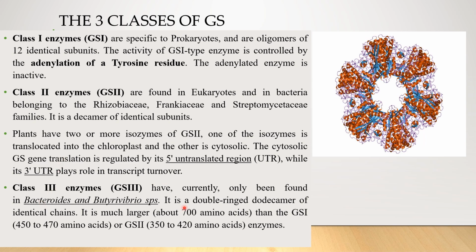Coming to class 3, it has been found in Bacteroides and Butyrivibrio species, and it is a double ring dodecamer of identical chains. It is much larger, above 700 amino acids. Here GS1 is a dodecamer, with 450 to 470 amino acids. This one has 350 to 420, while this one is very huge, 700 amino acids.